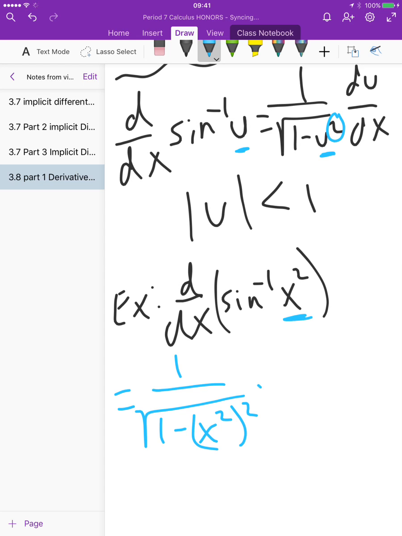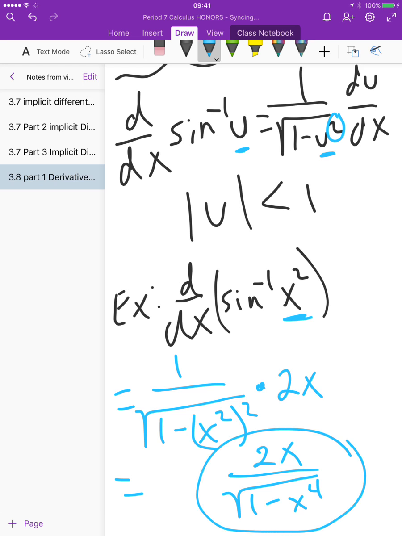And then I need to multiply it by the derivative of u itself. Well, the derivative of u, because remember u was x squared, is 2x. So I multiply it by du dx, the derivative of x squared. Letting this all come to fruition, this simplifies down to 2x over the square root of 1 minus x to the fourth. And that's as simplified as it's going to get, and as easy as it's going to get as well.